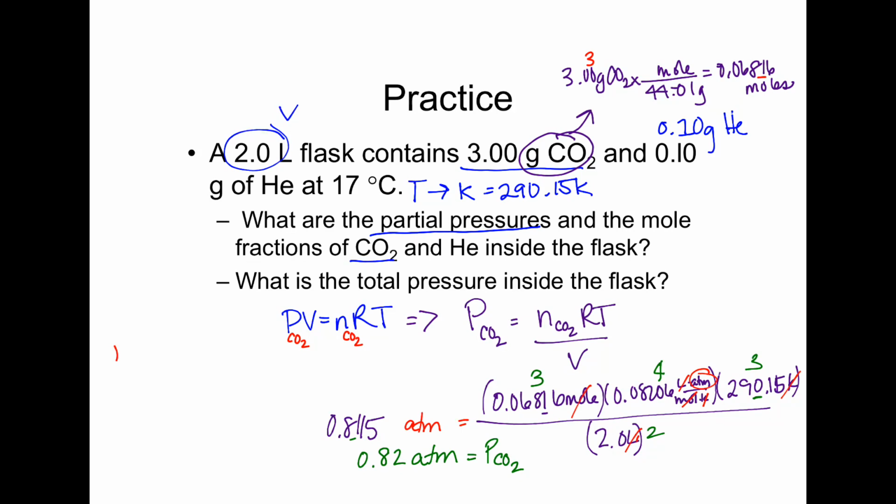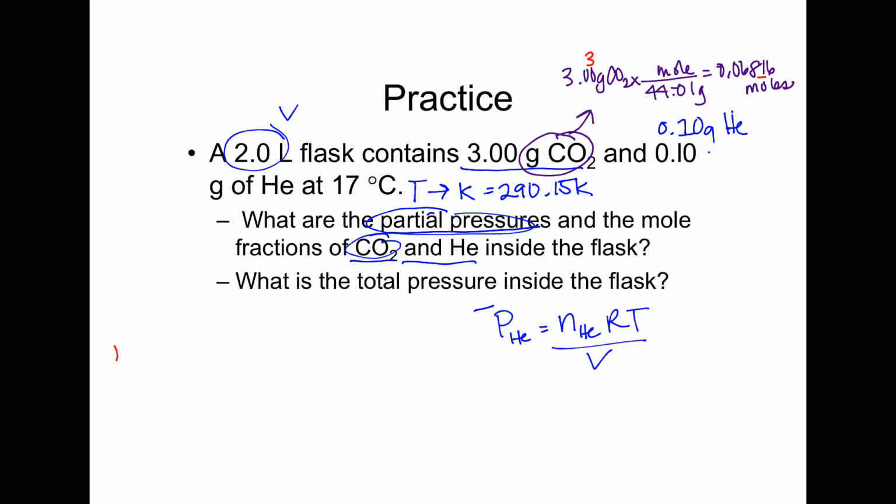Okay, now just reading the rest of my problem here, I was able to find the partial pressure of carbon dioxide, but I also now need to do that for helium. That part of the problem is going to be extremely similar. We're going to go from grams of helium to moles of helium. And then we're going to use the same equation here, but instead of carbon dioxide, it's going to be helium.